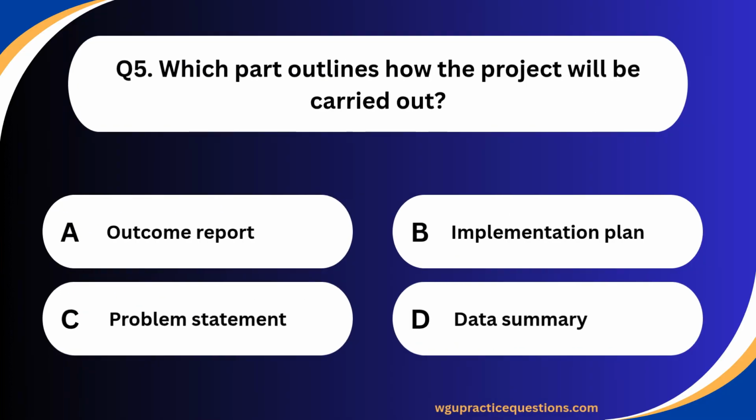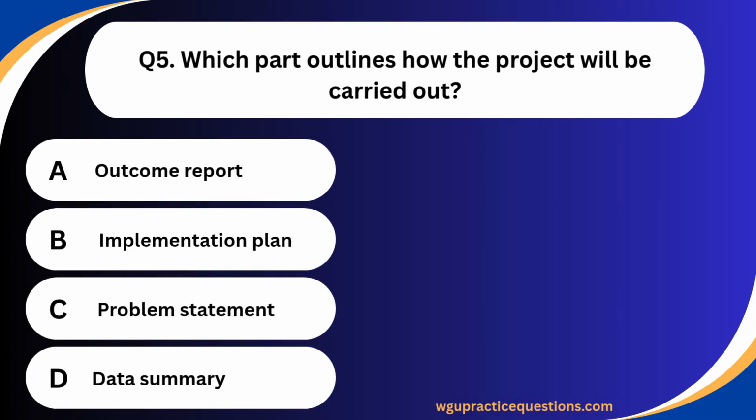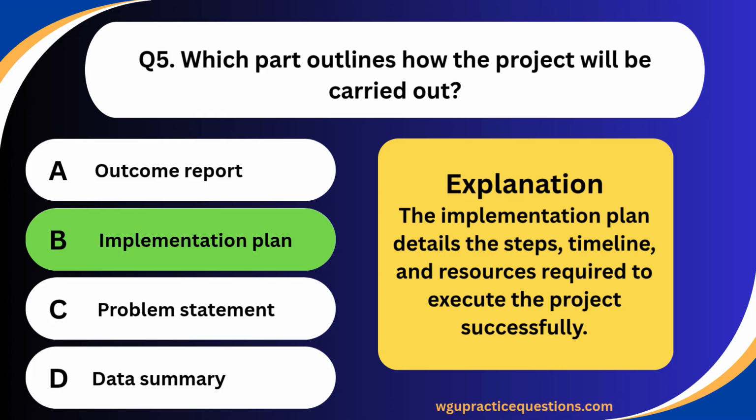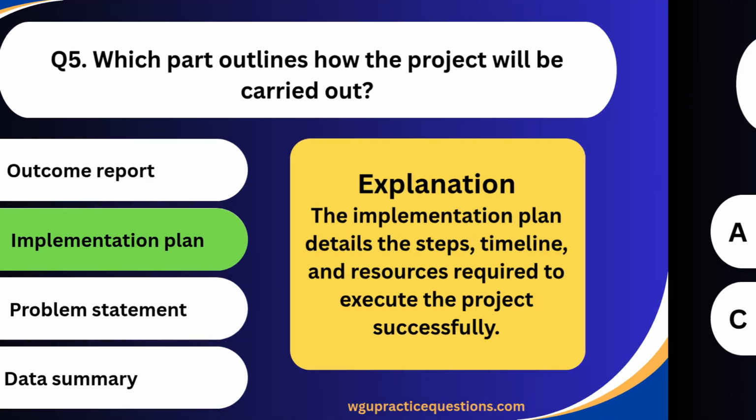Question 5. Which part outlines how the project will be carried out? A. Outcome report. B. Implementation plan. C. Problem statement. D. Data summary. Which one is the correct answer? The correct answer is B. Implementation plan. Explanation. The implementation plan details the steps, timeline, and resources required to execute the project successfully.